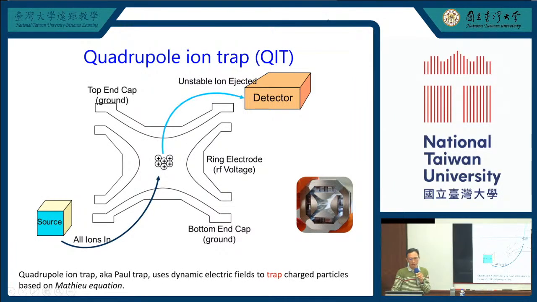An advance of the quadrupole is the quadrupole ion trap. Again, they use DC and RF, but they trap the ions in 3D space. They trap the ions here, and they release the smaller ion first. So the small ion is released and detected. They just use a dynamic electric field to trap the ion. That's a QIT, quadrupole ion trap.